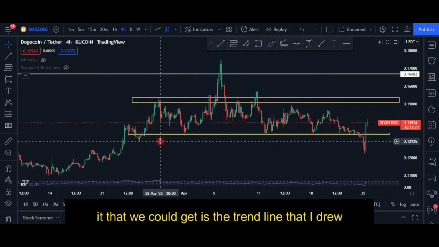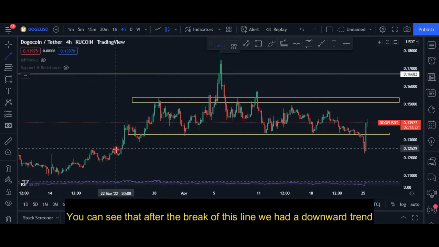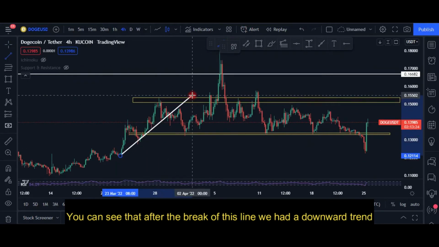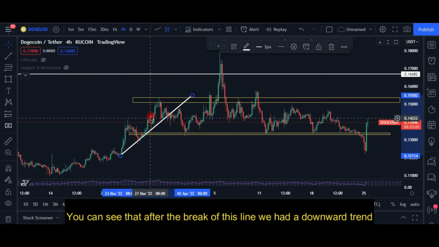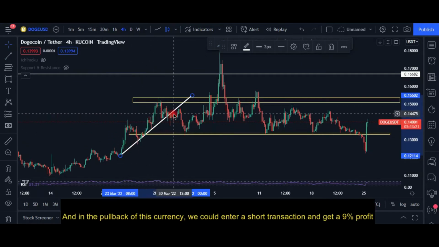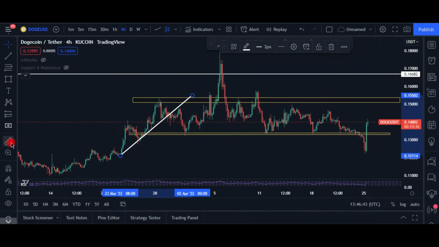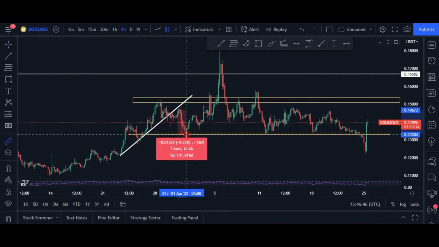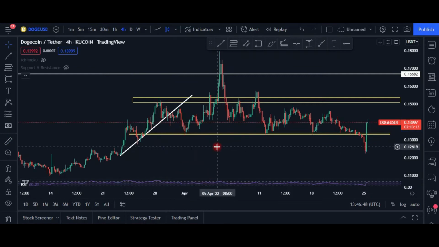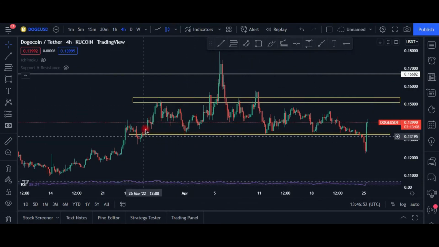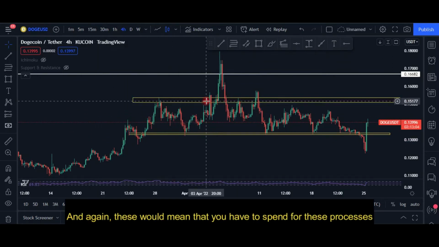The good profit that we could get is the trend line that I drew. You can see that after the break of this line, we had a downward trend. And in the pullback of this currency, we could enter a short transaction and get a 9% profit. And again, this would mean that you have to spend for these processes.